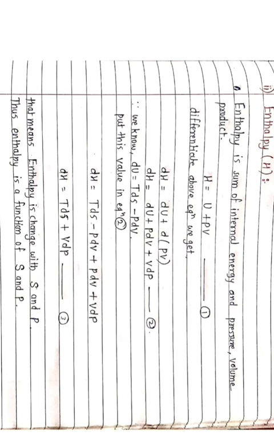Then in this term, minus PdV and plus PdV, both are the same value with different sign. Therefore these two values are cancelled. So what do we get? dH is equal to TdS plus VdP. Let this be equation number 3.